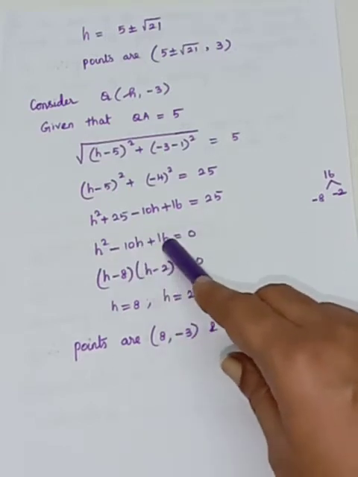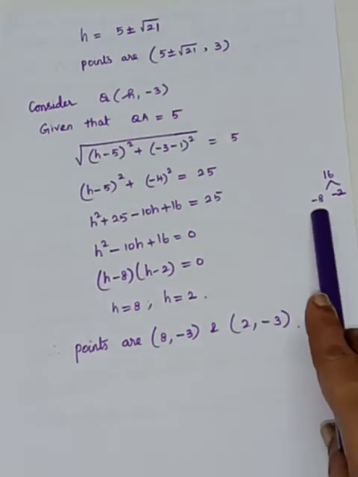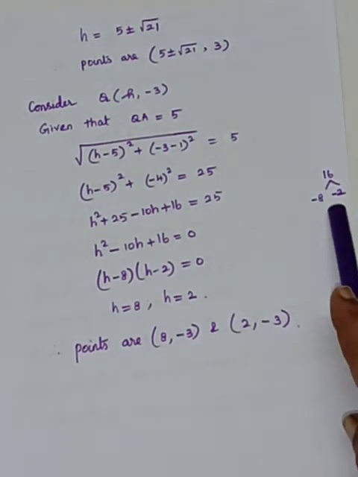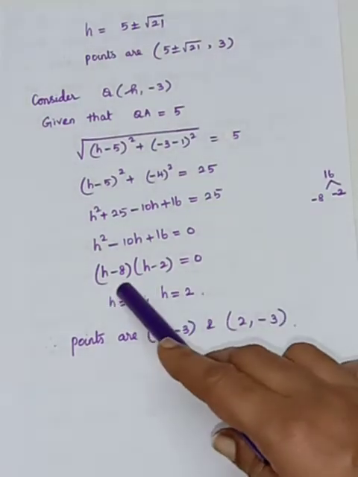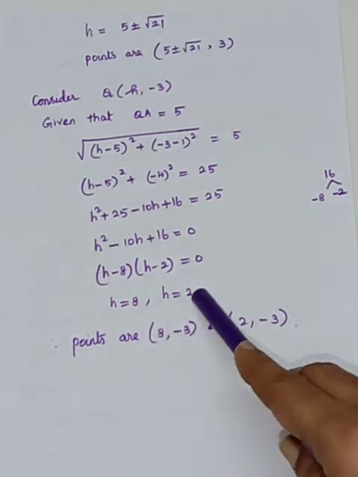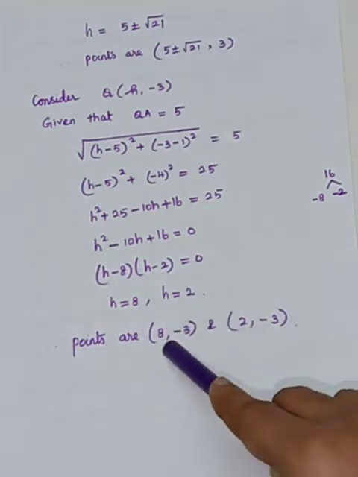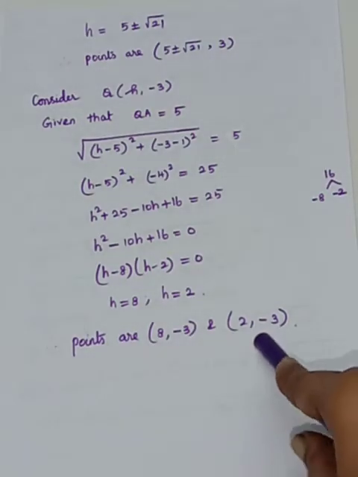The product should be 16 and the addition is minus 10. So we can factorize here minus 8, minus 2. If you multiply, it is plus 16. If you add, you will get minus 10. So H minus 8 into H minus 2 is equal to 0. H is equal to 8 and H is equal to 2. So the points are 8 comma minus 3 and 2 comma minus 3.